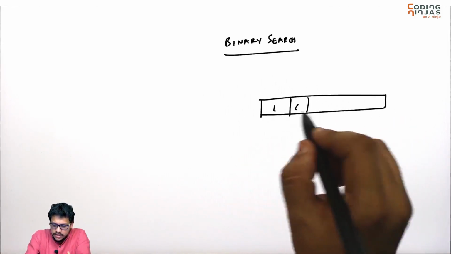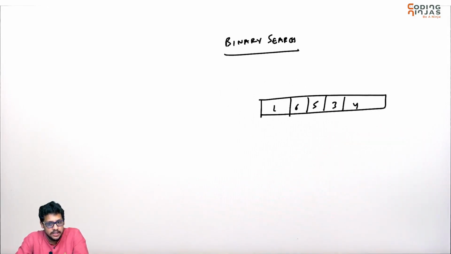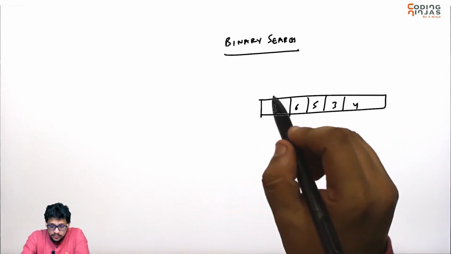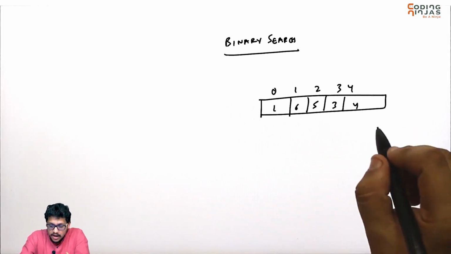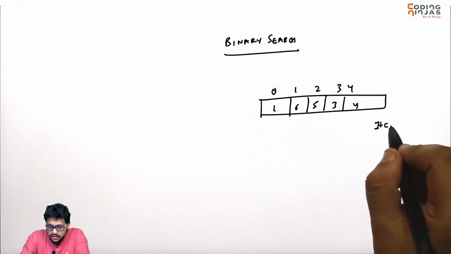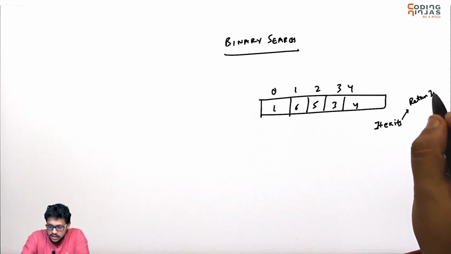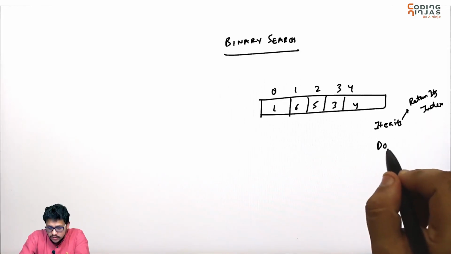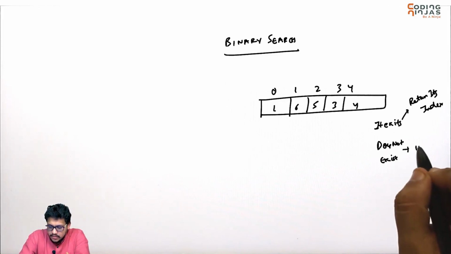Linear search was like this: you are given an array like 1, 6, 5, 3, 4. If I tell you to search an element in the array, and if it exists, then return its index. And if it does not, then return -1.